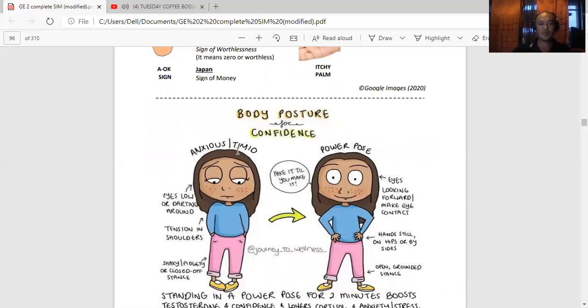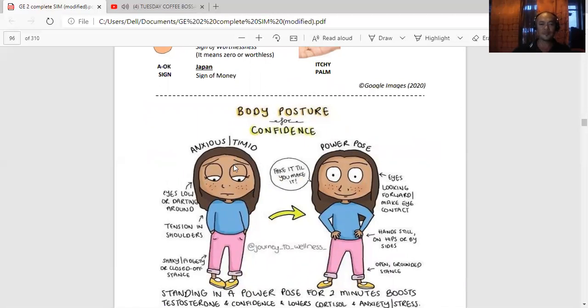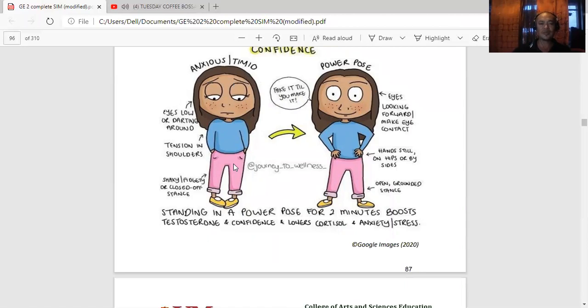Okay. Body posture for confidence. So you say anxious or timid, that's how you look. You hide your hands, your eyes low or darting around, tension in shoulders, shaky, fidgety or closed off stance. While you compare it with power pose, fake it till you make it. Eyes looking forward, make eye contact, hands still on hips or by sides, open, grounded stance.